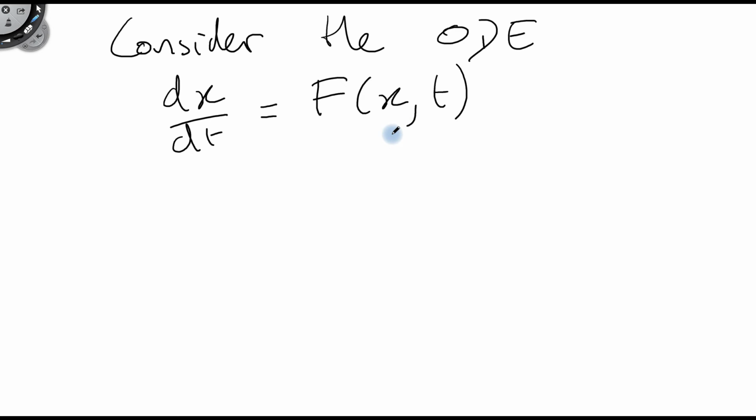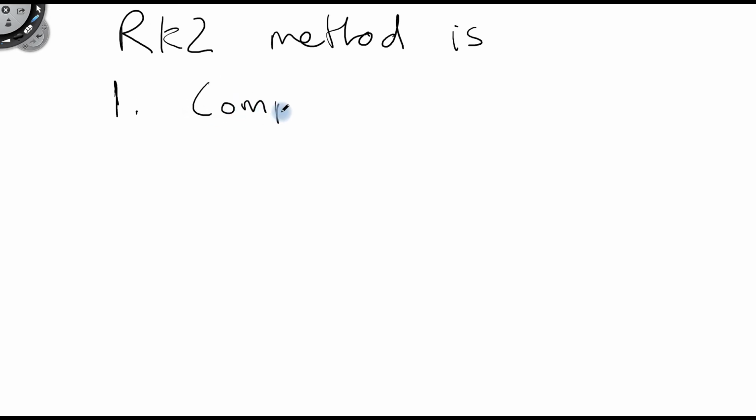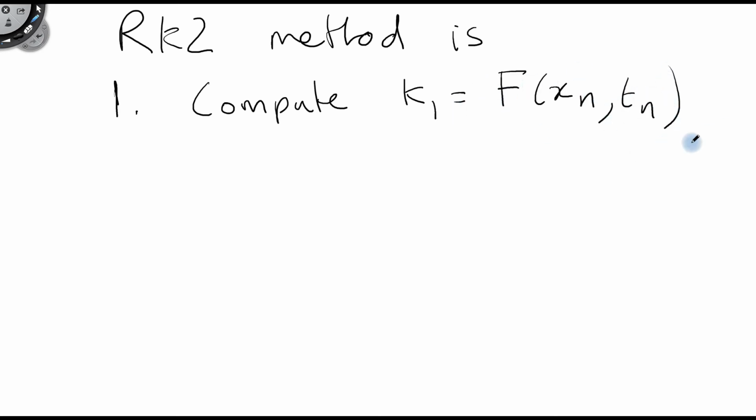So we're going to write down first the RK2 method. So I'm going to use a new board. So the RK2 method is this. It has 4 steps. 1, you compute k1, which is one evaluation of our function f of x_n and t_n. So this is really evaluating your function at the start of your time step interval.